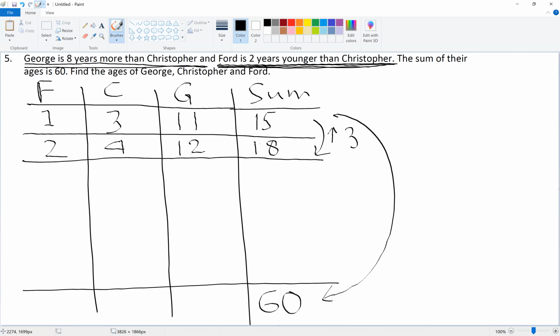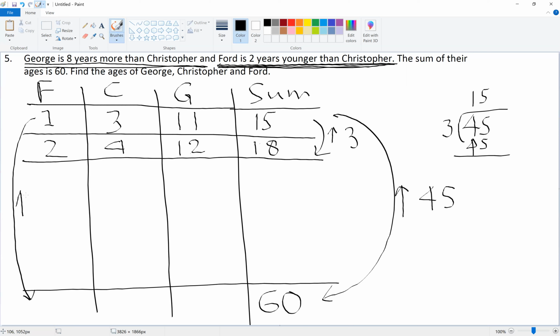So from 15 to 60, how much do I have to go up by? How much is it from 15 to 60? 45. So 45 divided by 3 is 15. So you have to do it 15 times. So if I do this 15 times, how much would be Ford?